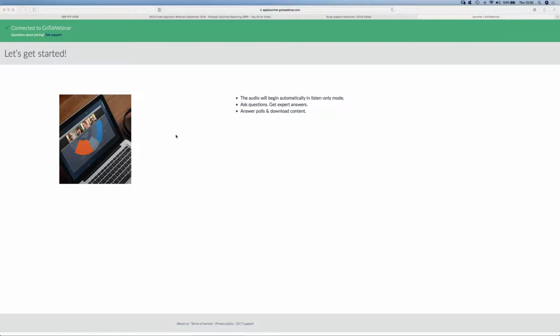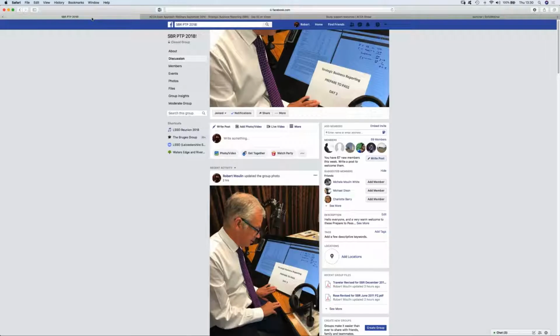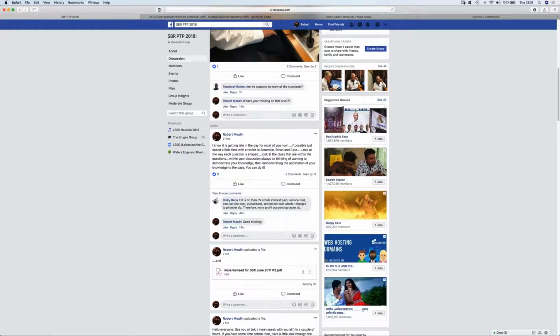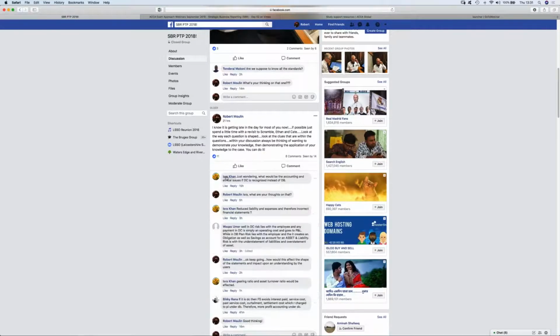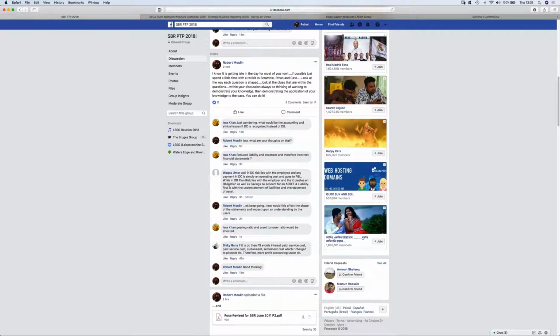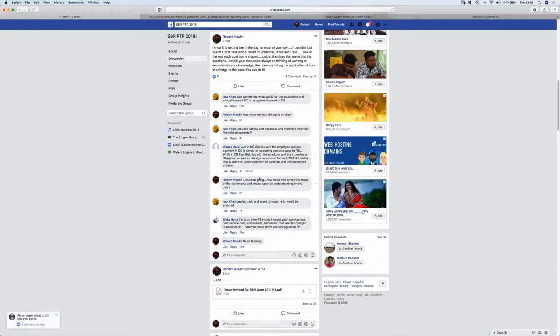Before we do that, let me just quickly go to the Facebook page. It's really good to see everybody signing up here. Some good questions coming through. There was a question about the impact on the financial statements, let's say a scheme is a DB scheme, but is incorrectly accounted for as a DC scheme. What is the impact? There are some good comments here about, obviously, it would have an impact on the gearing and on the shape of the profit and loss. So some really good thoughts going on here. You may want to go and have a look at that.